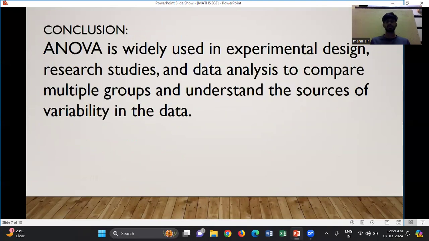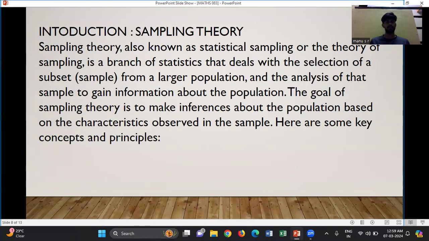Conclusion. ANOVA is widely used in experimental design, research studies, and data analysis to compare multiple groups and understand the source of variability in the data.